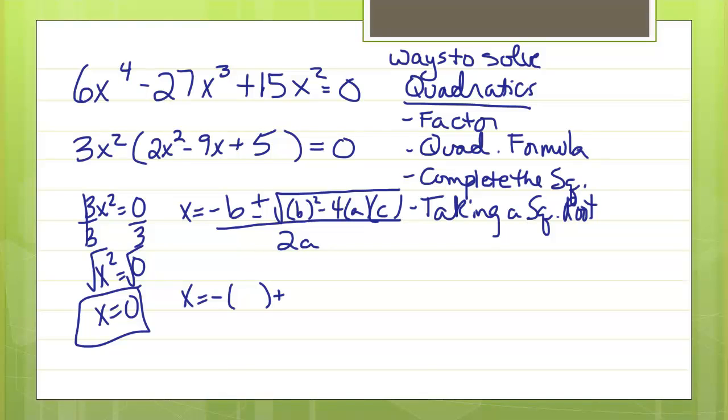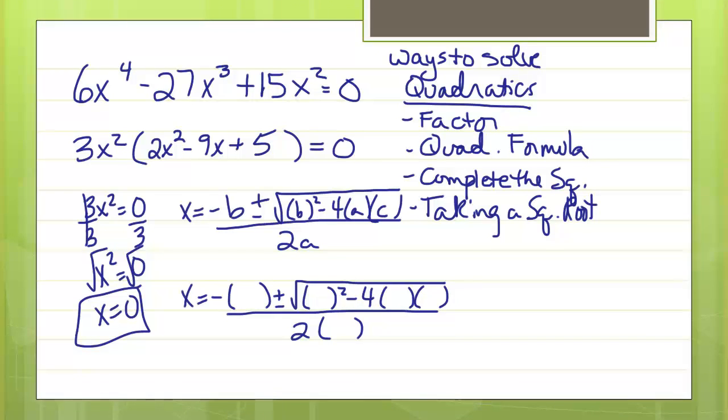Negative b plus or minus the square root of b squared minus 4ac, all over 2a. b is -9, a is 2, and c is 5. So we have x equals 9 plus or minus the square root of 81 minus 40, over 4. Remember, we can't do anything with that denominator until after the square root is simplified.